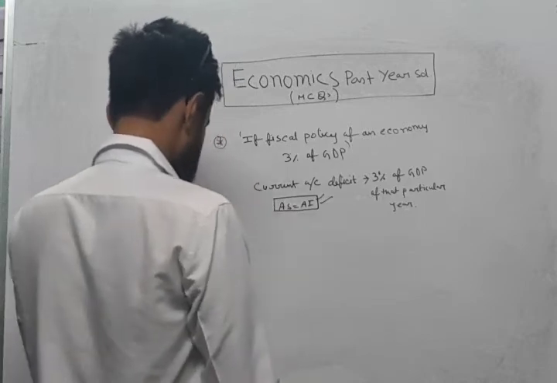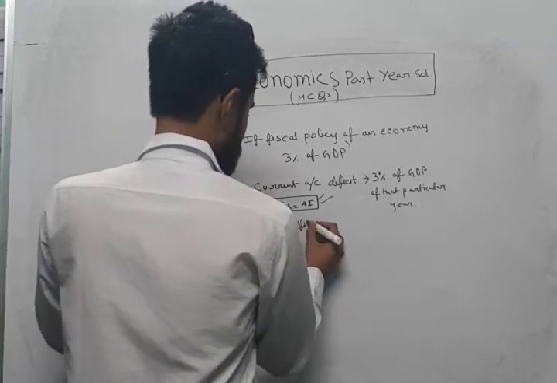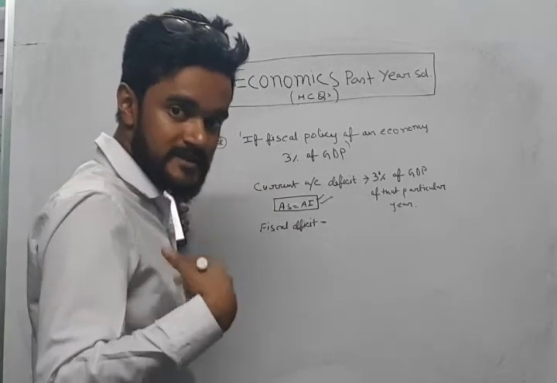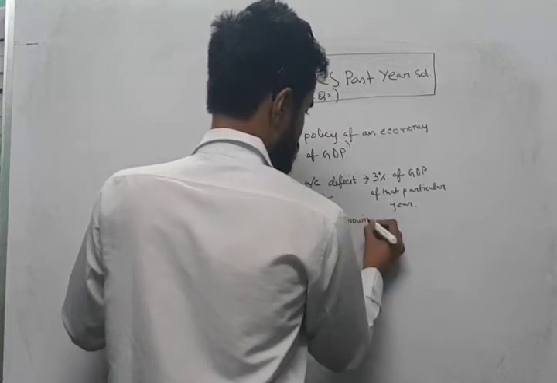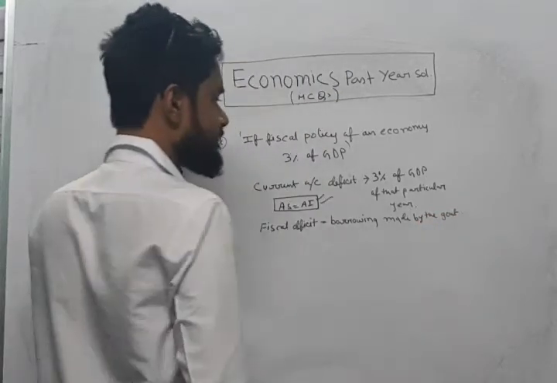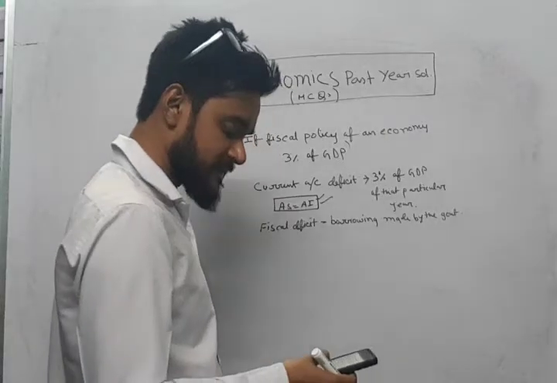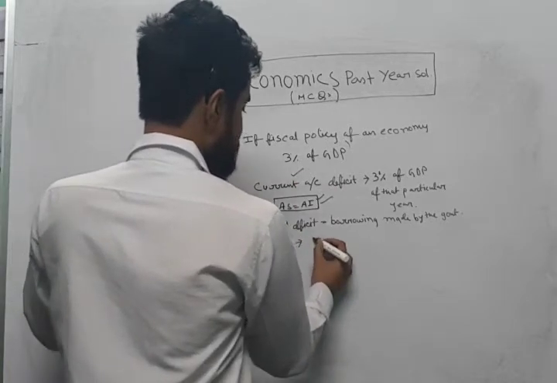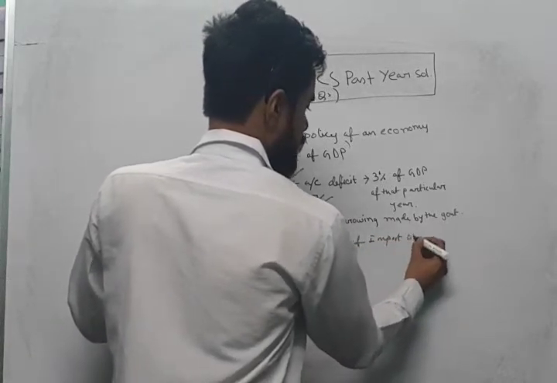First of all, we know that fiscal deficit is equal to the borrowing made by the government. And the current account deficit signifies the excess of import over export. So current account deficit is the excess of import over export.